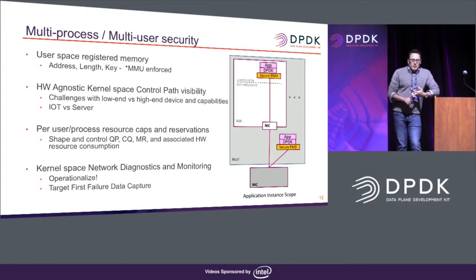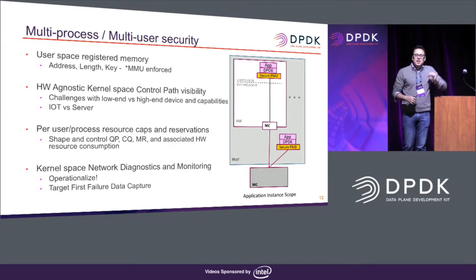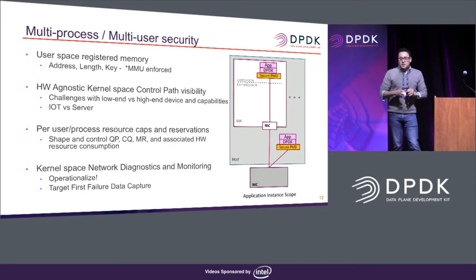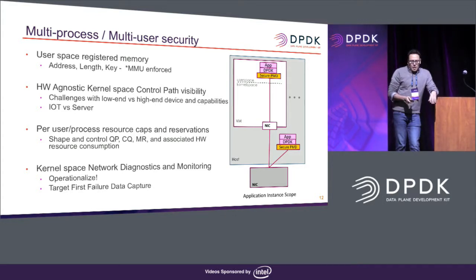The second part, ideally, is a hardware-agnostic kernel space controlled path visibility. Again, this becomes a challenge if I have very, very simple NICs and server NICs. So an API that encompasses the entire gamut needs to be developed and thought through. For example, if we assume a server NIC, we can say, okay, I can limit this DPDK application to only consume, say, 10 Q pairs or 2 Q pairs, whereas this other application could consume 1 or 100. It could be sliced and diced many different ways. And then obviously, as I mentioned, the per user, per resource caps and reservations.